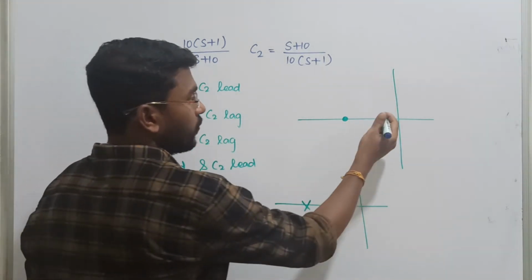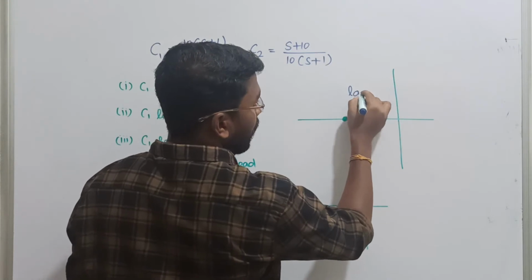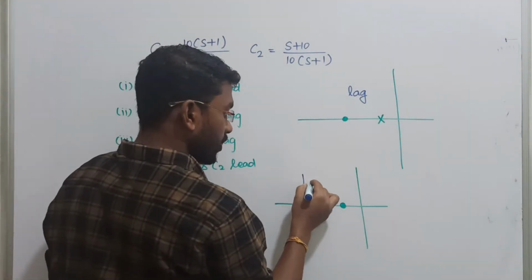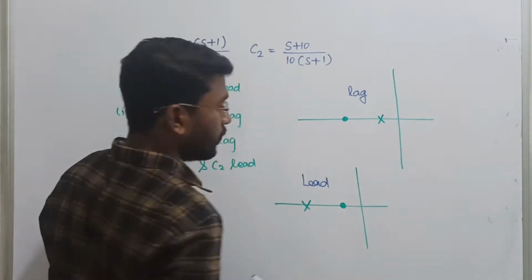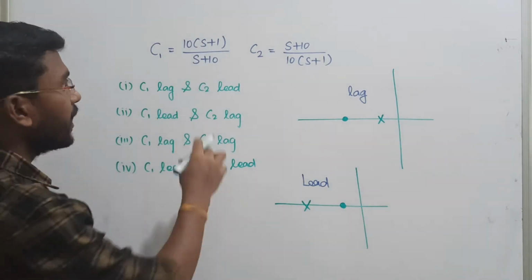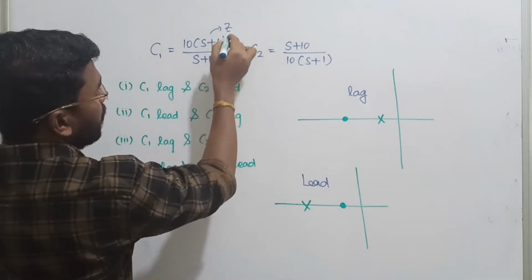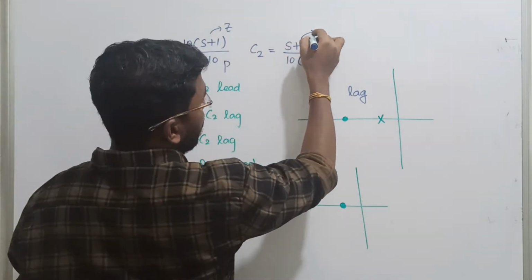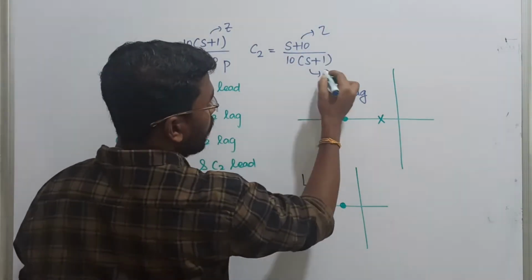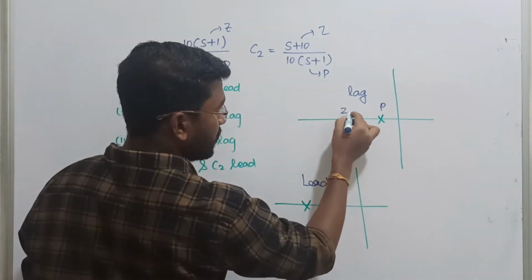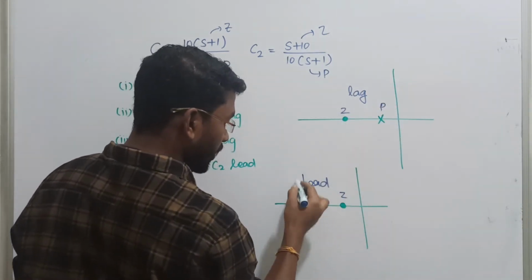Let us see. The first one is going to be lag compensator and the second one is going to be lead compensator. Let's see what type of question was given to us. Take the first one. In this first one, in the numerator we have the zero, in the denominator we have the pole. Once again, numerator we have zero, denominator we have pole. That is something we know.